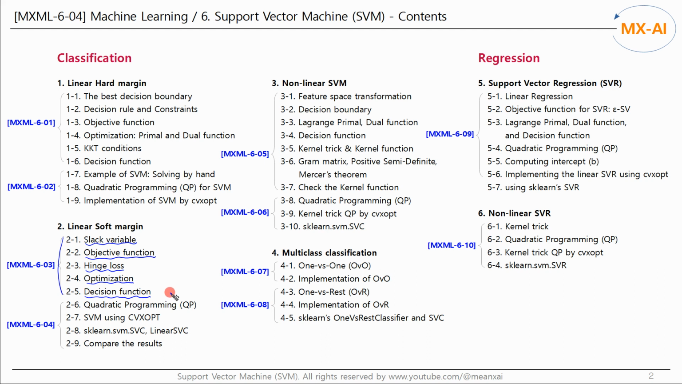In this video, we will implement a linear soft margin SVM by solving the quadratic programming for the dual function of the optimization problem. Let's implement this using the CVXOPT library. And let's also implement this using scikit-learn's SVC and LinearSVC. And let's compare the results.